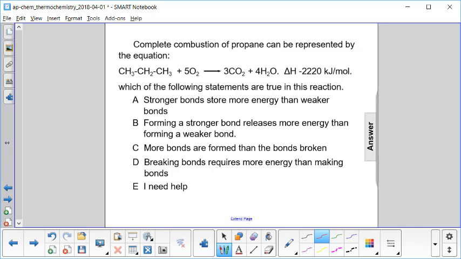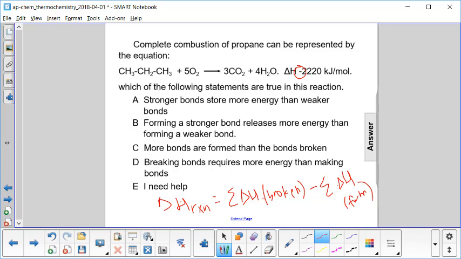So something to note here is that the delta H is negative, so that means this reaction is exothermic. And so when we think about our equation for calculating delta H for the reaction using bond enthalpies, remember that it's the sum of delta H for the bonds that are broken minus the sum of the delta H for the bonds that are formed. And so if we get a negative number, that means the energy to form the bonds is greater than the energy required to break the bonds.